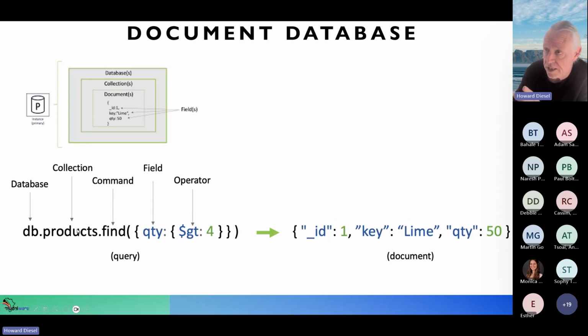db.products, which is at the collection level, find. A quantity that's greater than 4. And it comes back with an ID because that quantity is 50, and that's the document that it returns to you. So Paul, can you see, does this help you understand the JSON document? Yeah, thanks. Okay.